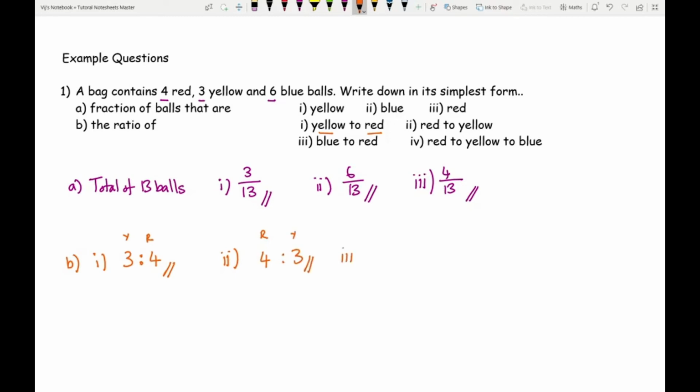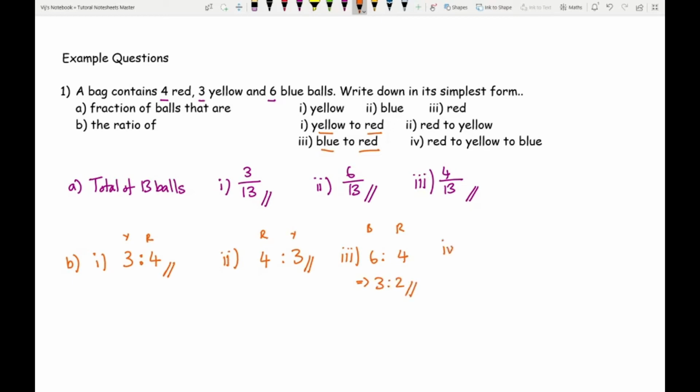For part 3, I'm looking at blue to red, so blue is 6 and red is 4. Now I can simplify that ratio because 2 goes into both 6 and 4, so that becomes 3 to 2, and there is my final answer for that one.